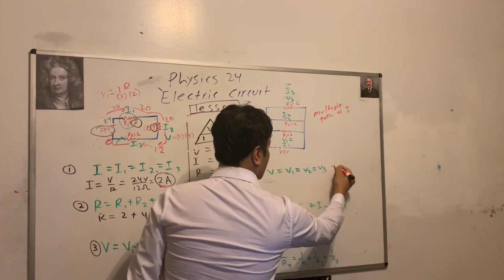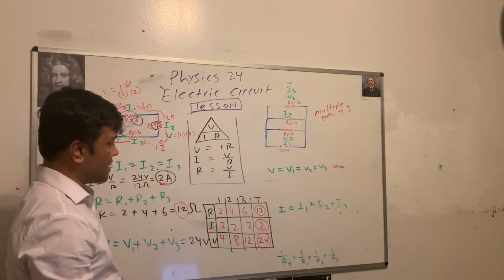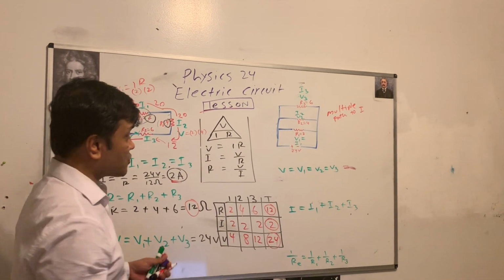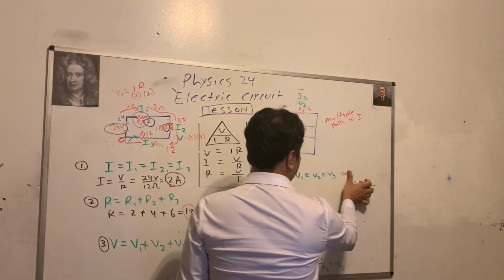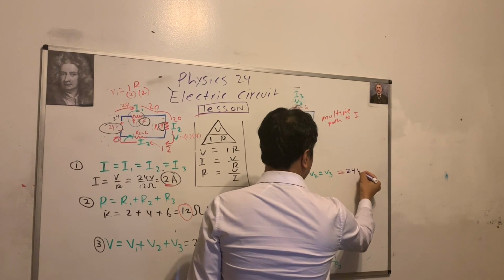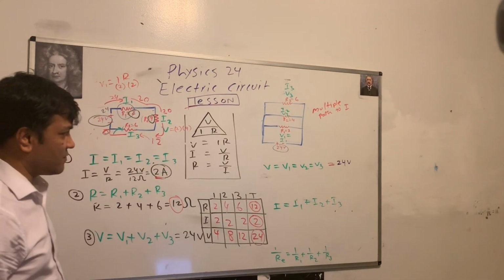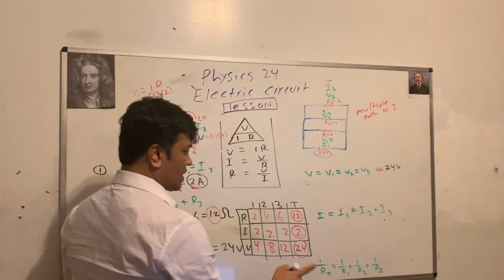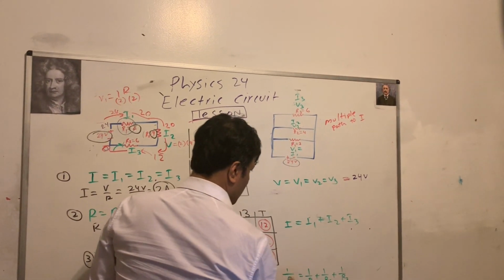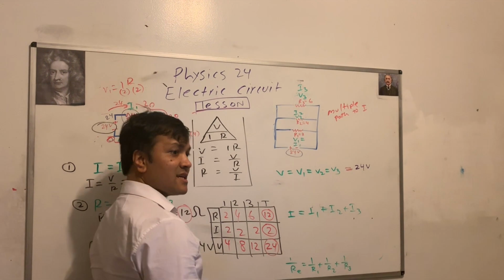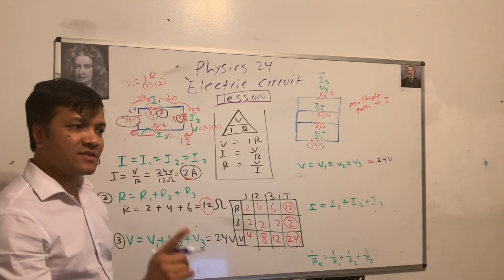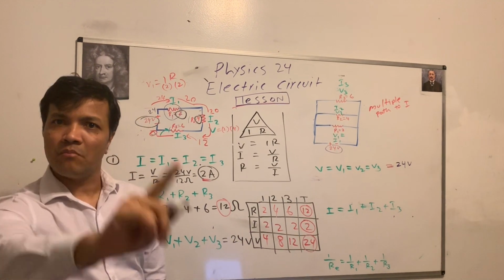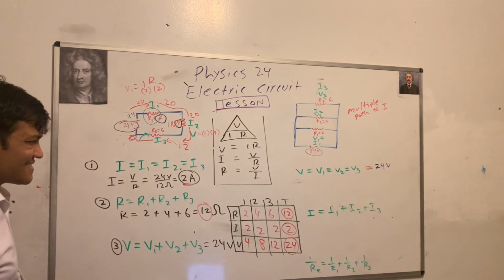So what is the total voltage? Total voltage is 24. Remember, voltage is the same across the circuit. Now current. Current we're gonna come to later. Before current, we have to do this one, because I really varies. The total current is equal to the sum of the current at each bulb. So we have to do it this way.